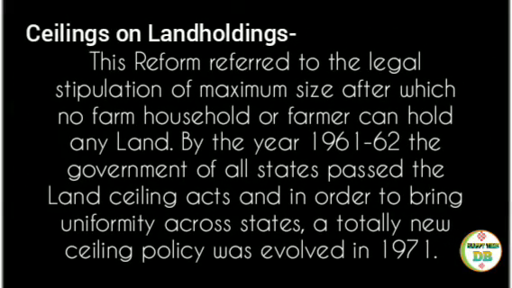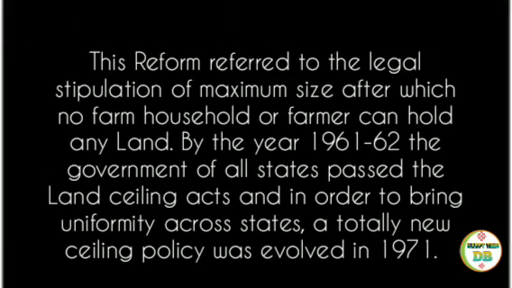Ceilings on landholdings. This reform referred to the legal stipulation of a maximum size beyond which no farm household or farmer can hold any land. By the year 1961-62, the governments of all states passed the Land Ceiling Acts, and in order to bring uniformity across states, a totally new ceiling policy was evolved in 1971.